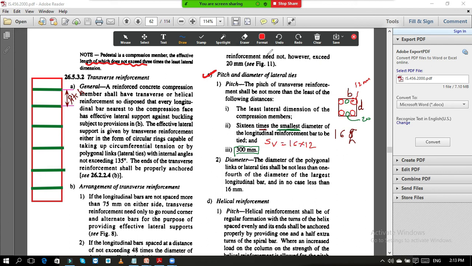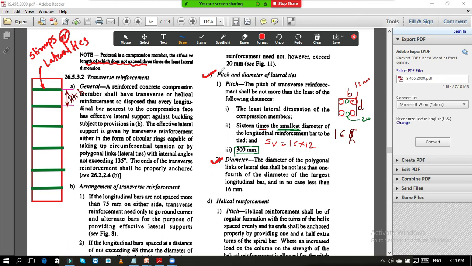Now if we move on to the second clause, this is for the diameter. If we read what they have specified, the diameter of the polygon links or the lateral ties. These are called stirrups or lateral ties. So I will write the name over here: this is called lateral ties, or this is also called stirrups.